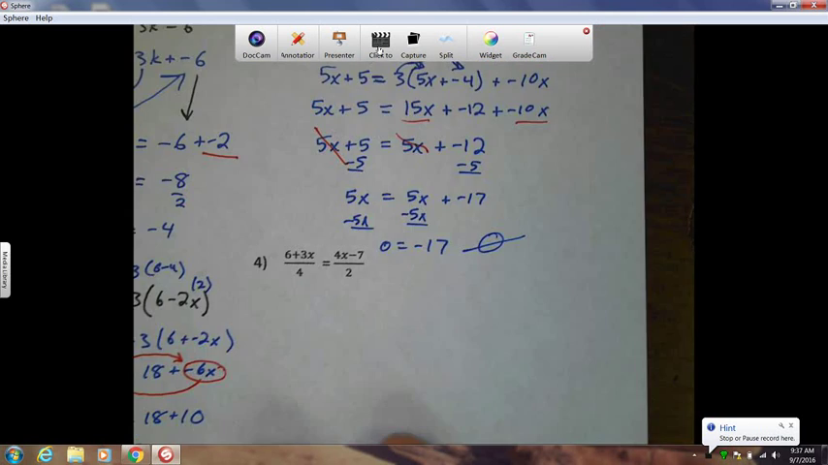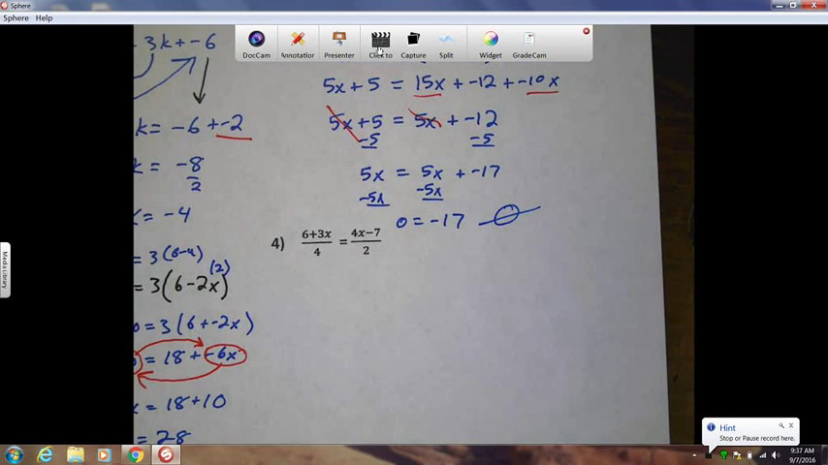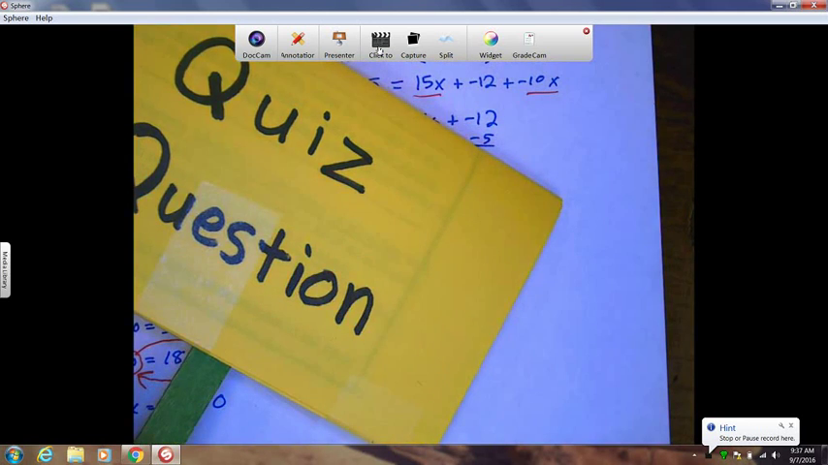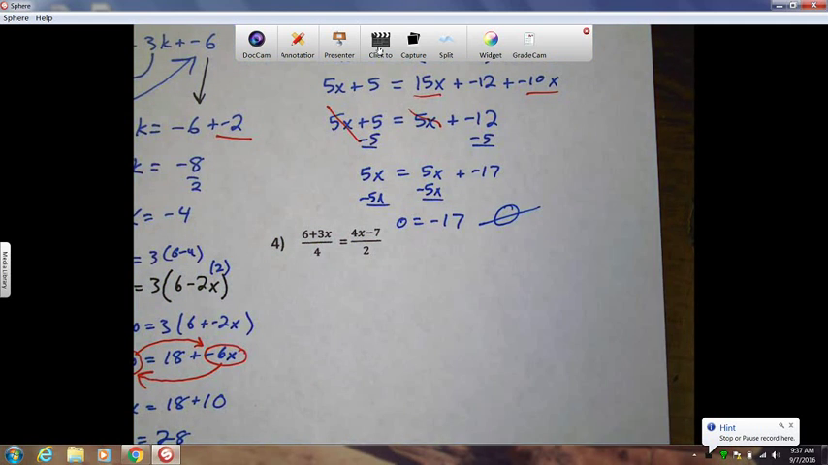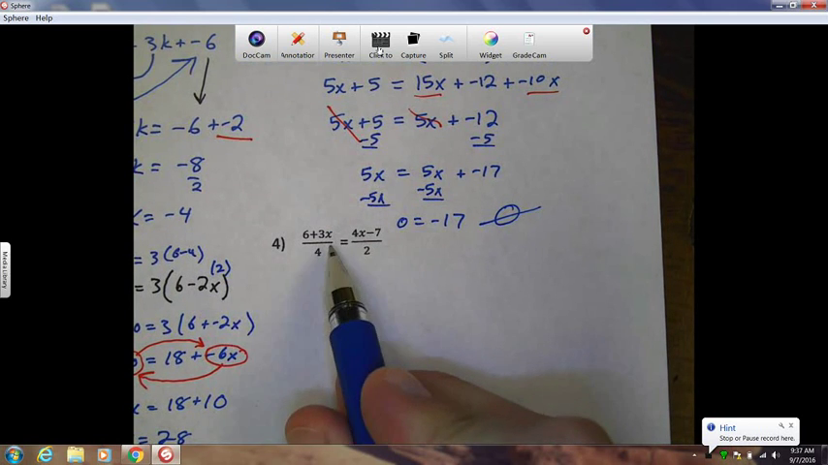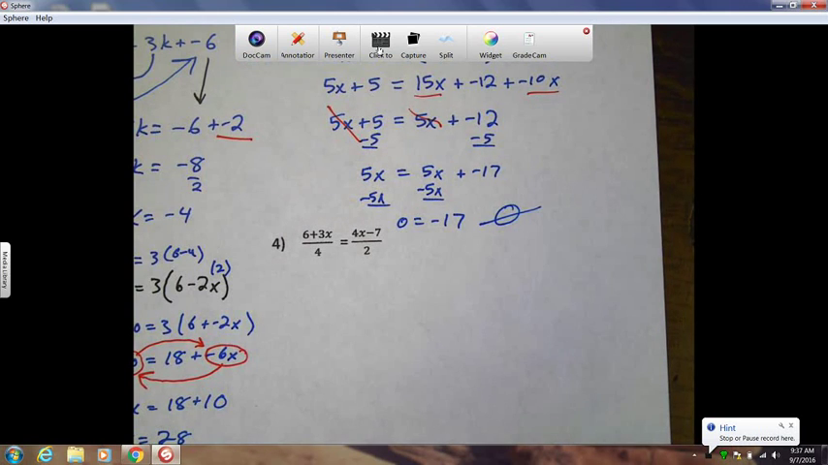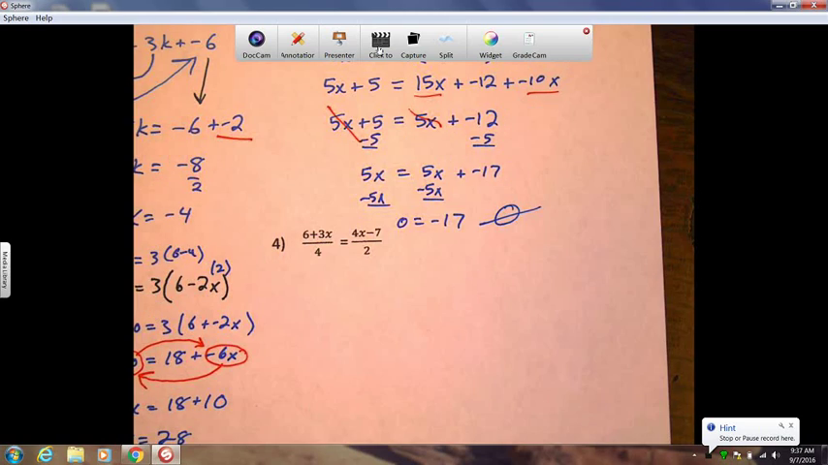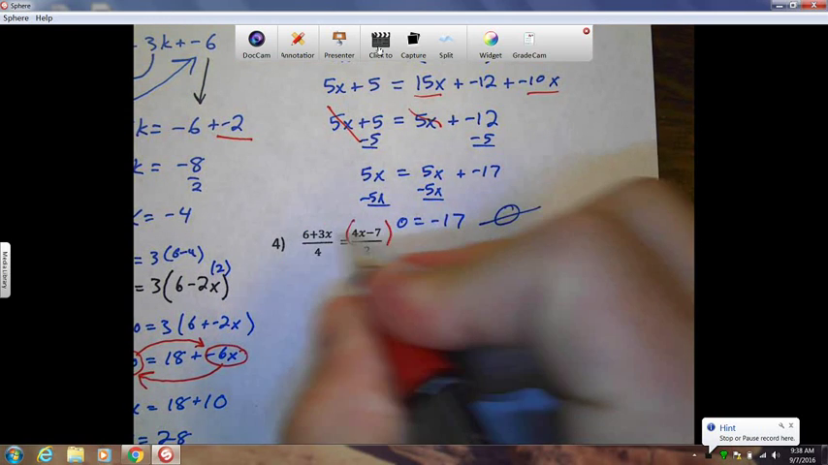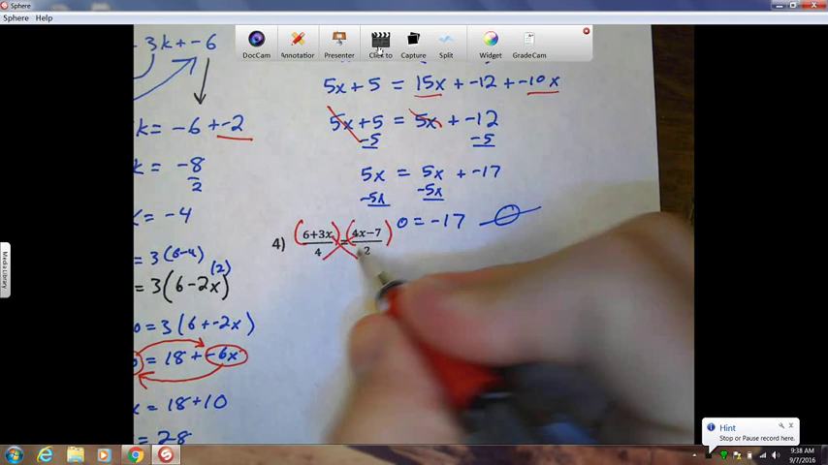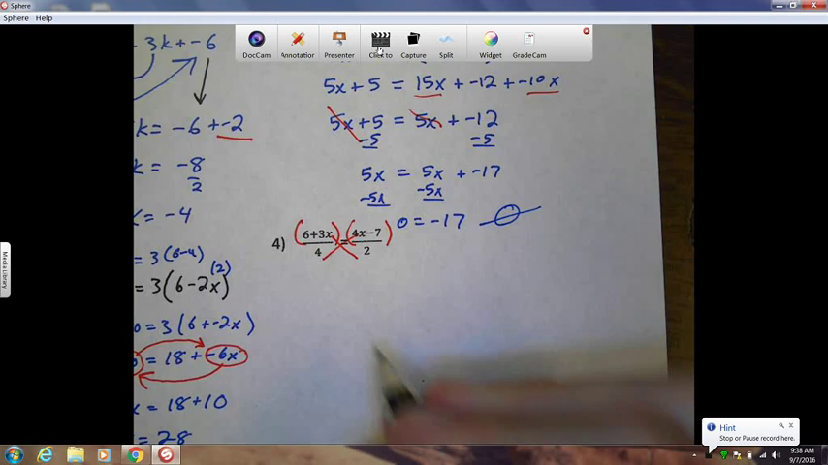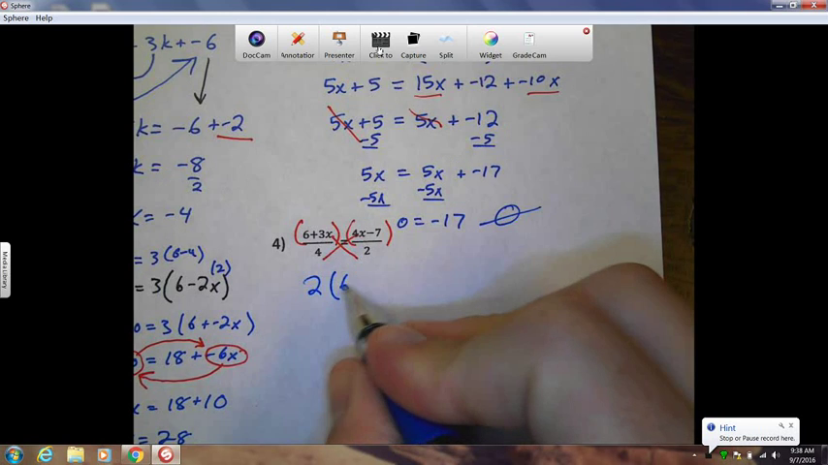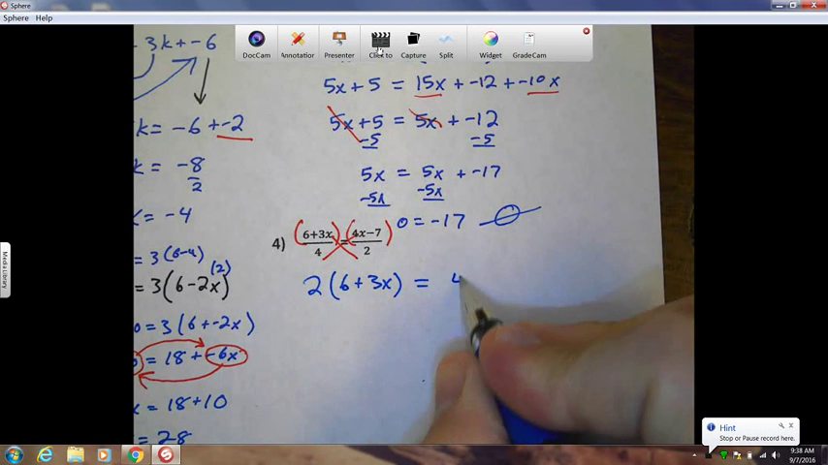Okay, looking at number 4, and we are working on cross multiplication in this case. So there's multiple ways to do it, but I'm going to cross multiply, and you can only do that when there's an equal sign between them and there's nothing else over here. Before you do that, it's always helpful to put parentheses, so you know that you will use distributive property. It doesn't matter which one you put on the left. So 2, 6 plus 3x, 4, 4x plus a negative 7.